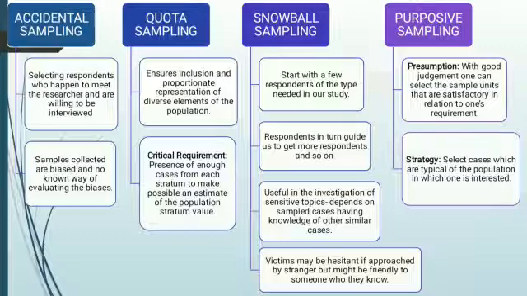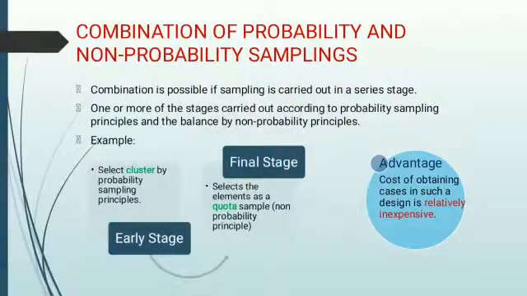Let's talk about the combination of probability and non-probability sampling. If sampling is carried out in a series of stages, it is of course possible to combine probability and non-probability sampling in one design. That is, one or more of the stages can be carried out according to probability sampling principles and the balance by non-probability sampling.